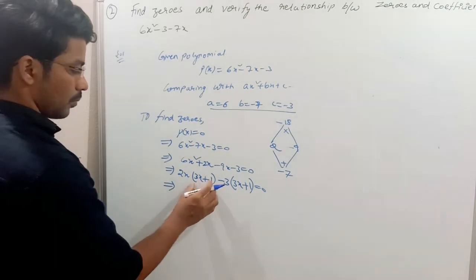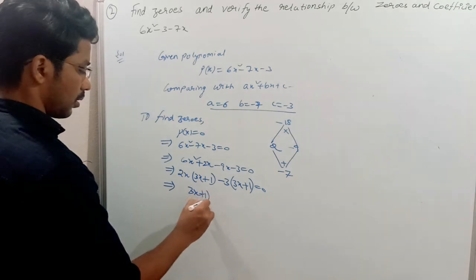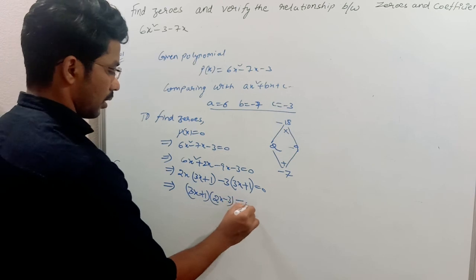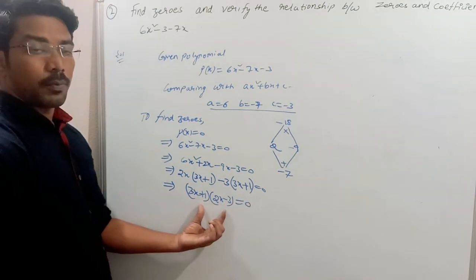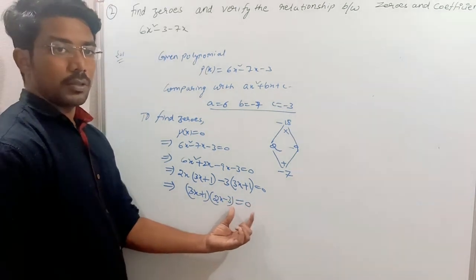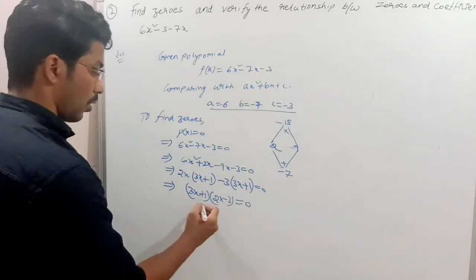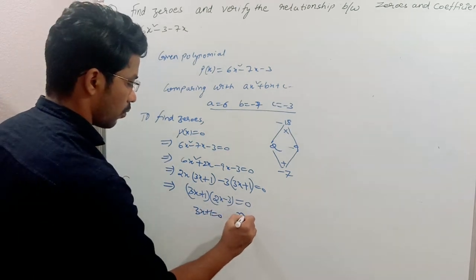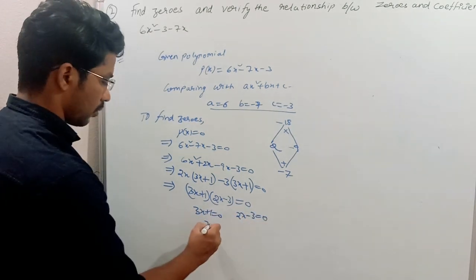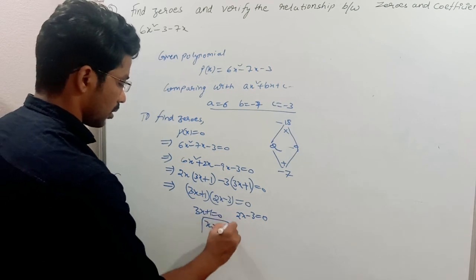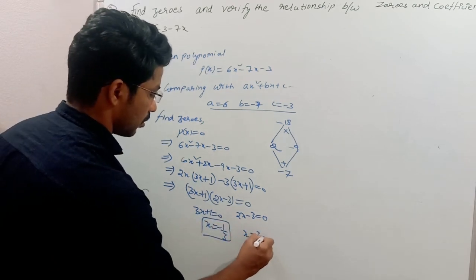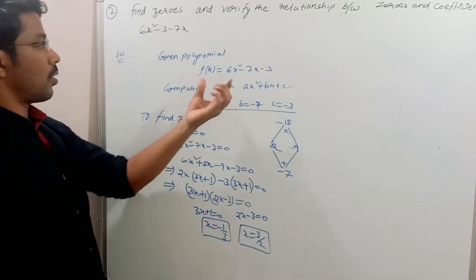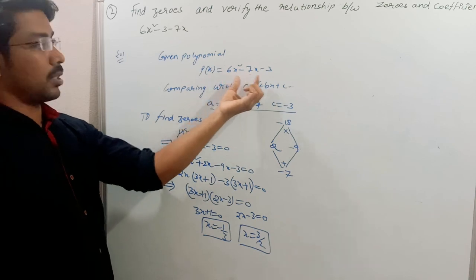Now here if you observe 3x plus 1 common, take the 3x plus 1 common outside, then we get 2x minus 3 as the remainder. Now if the product of any two terms is equal to 0, then each term should be 0. Then only this equation will be true. So make 3x plus 1 equal to 0 and 2x minus 3 equal to 0. So the x value is minus 1 by 3. This is one zero, and the x value is 3 by 2. This is another zero. So these are the two zeros of this polynomial 6x square minus 7x minus 3.